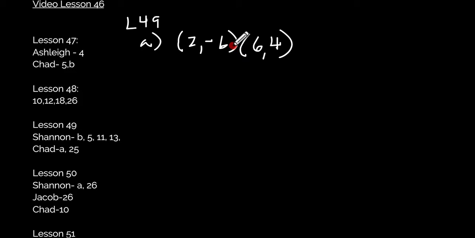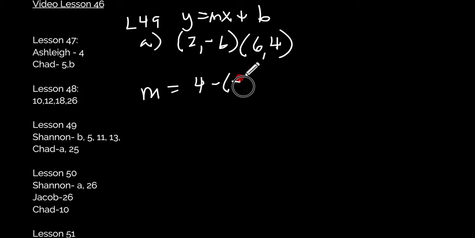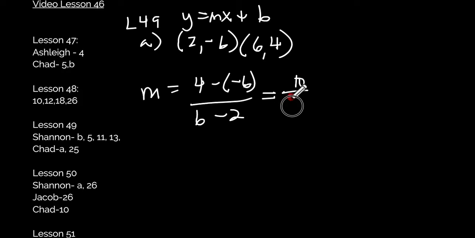So we have 6, 4. In order to find the equation of a line, you need to find your slope and you need to find your b, because we're going to use y equals mx plus b. We leave the x and y in because that stands for the infinite amount of points that live on the line, but we do need to find the m and the b. So to find the slope, we're going to get 4 minus a -6 over 6 minus 2. So that's going to be 10 over 4, so our slope is 5/2.